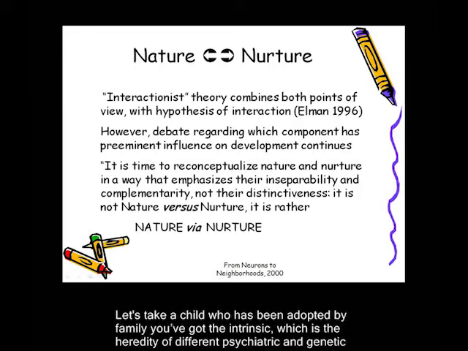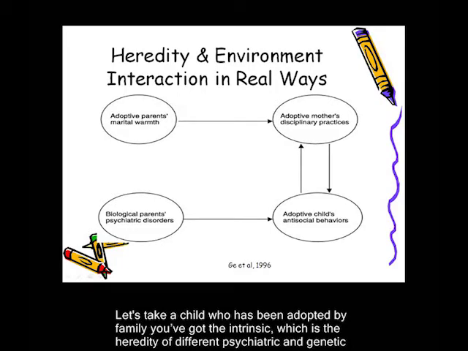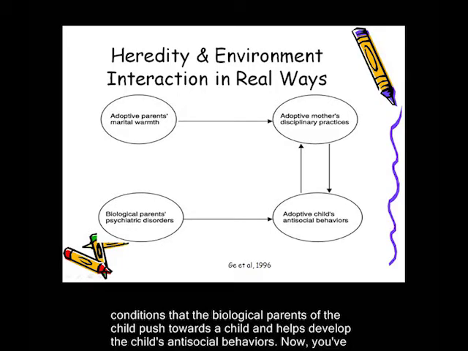Let's take a child who's been adopted by a family. You've got the intrinsic, which is the heredity of different psychiatric and genetic conditions that the biological parents of the child push towards the child and helps develop the child's antisocial behaviors.